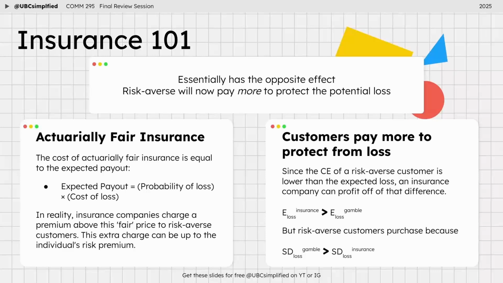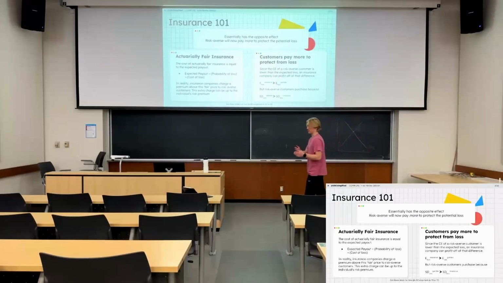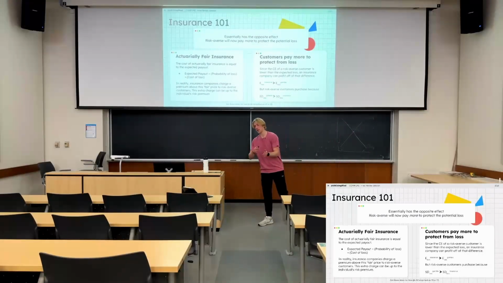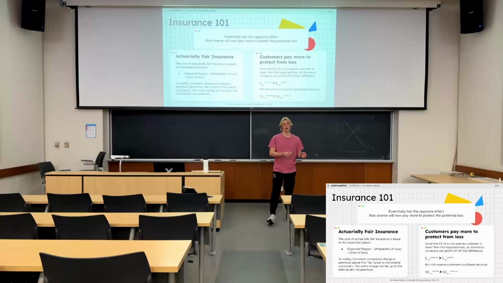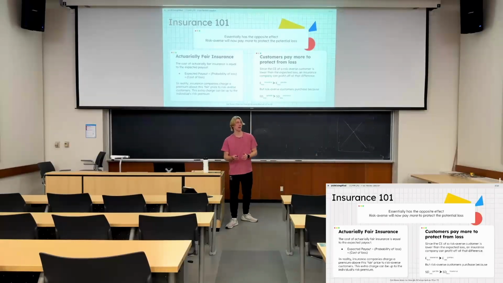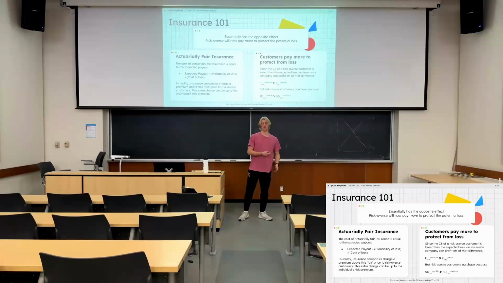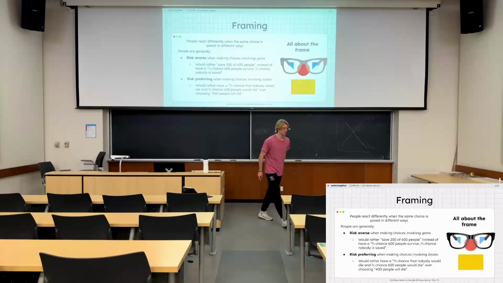So if something is actually fair insurance, then the price of the insurance is essentially going to be equal to the probability of something bad happening times the cost of that something bad happening. And then people who are risk averse are going to want to pay more for that. And that's essentially how insurance companies make their money. And that's why they want to purchase it, to avoid these potential losses.